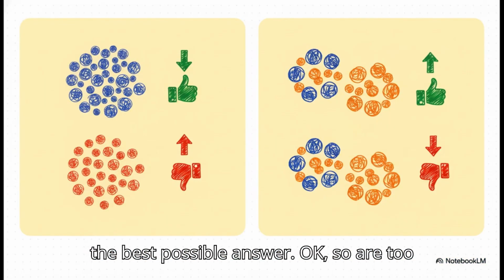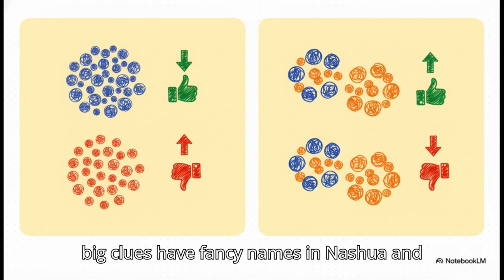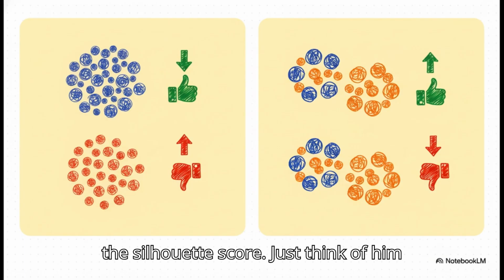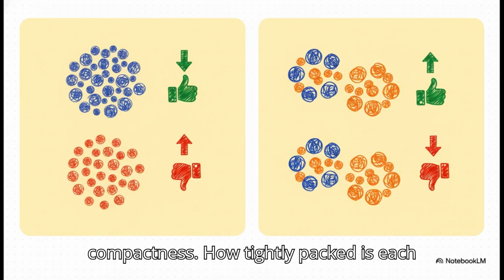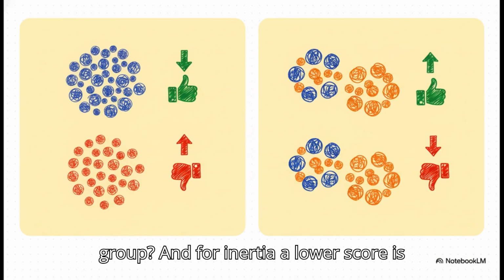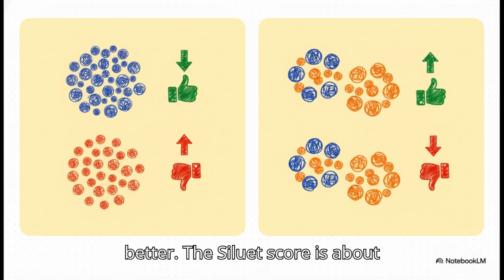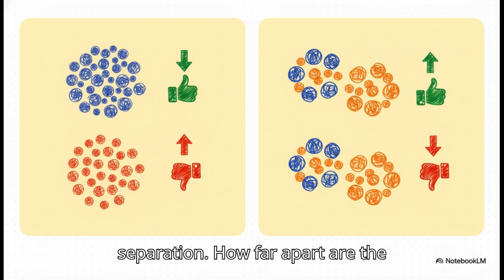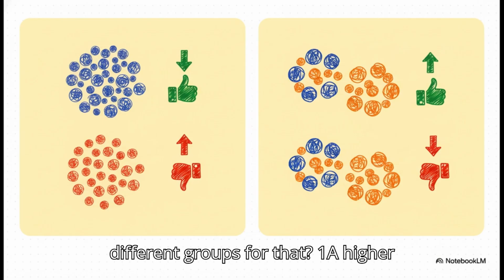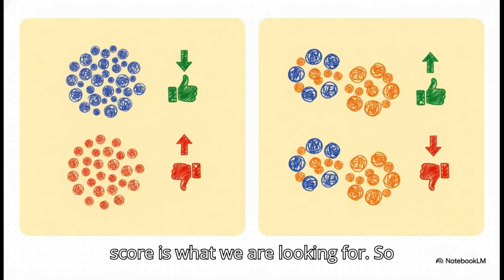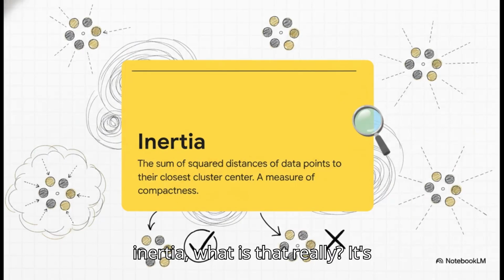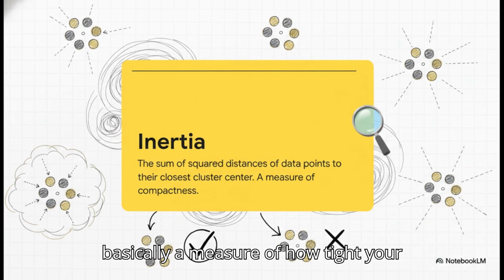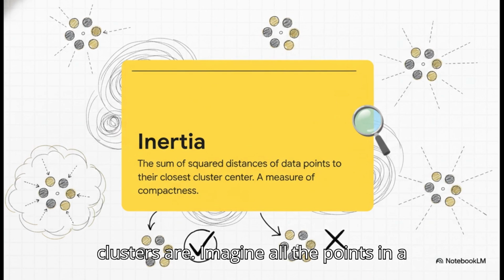Okay, so our two big clues have fancy names: inertia and the silhouette score. Just think of them like this. Inertia is all about compactness, how tightly packed is each group. And for inertia, a lower score is better. The silhouette score is about separation, how far apart are the different groups. For that one, a higher score is what we're looking for. So, inertia? What is that really? It's basically a measure of how tight your clusters are.